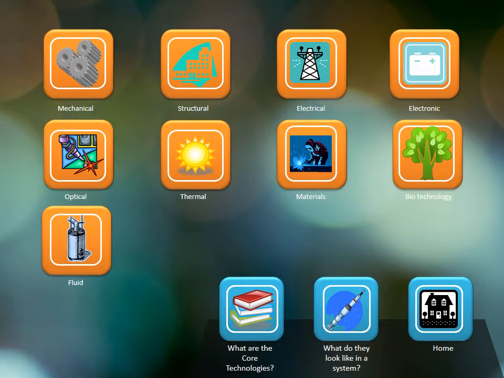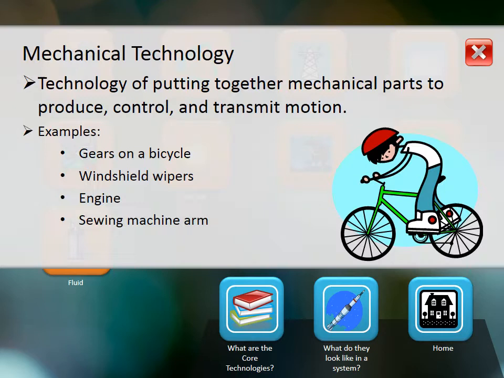Now, we want to know, what are the core technologies? What do they look like in a system? We're going to go in and examine each one of them. Yes, you can find the PowerPoint in the lesson. This is 3.1.1.